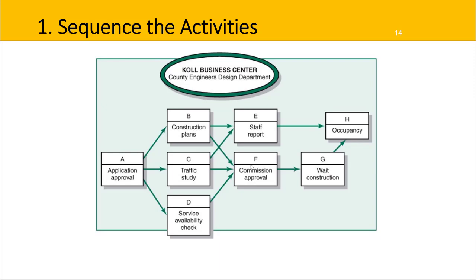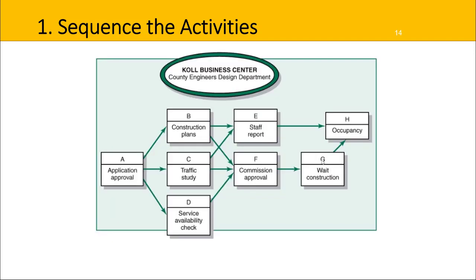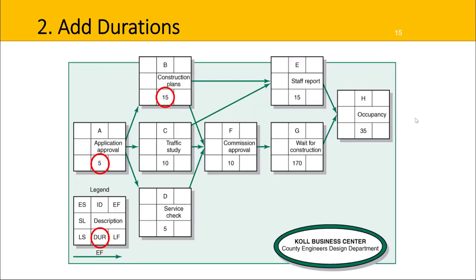Let's go back up. G is dependent on F, and H, which is final occupancy, is dependent on E and G, as those are the preceding activities. So here's G being dependent on F, and here's H, final occupancy, dependent on E, there's the arrow, and G as well. So now we've sequenced the activities.